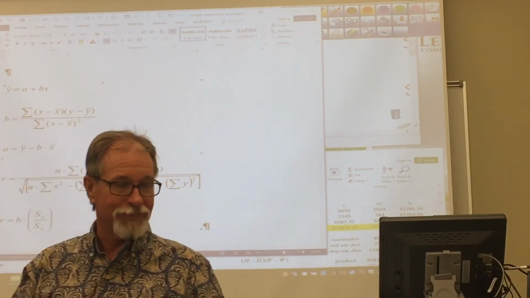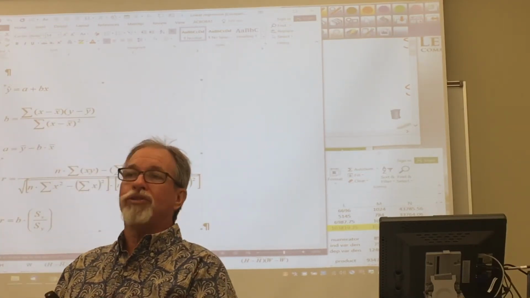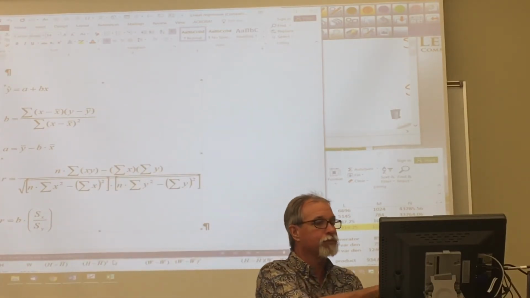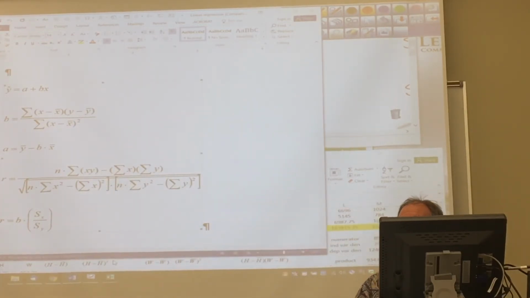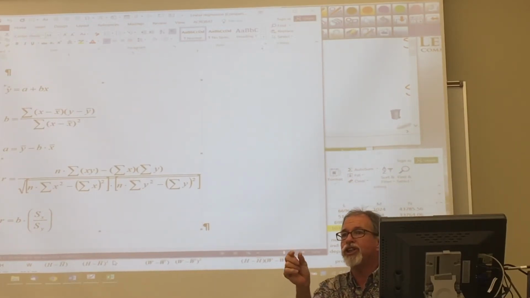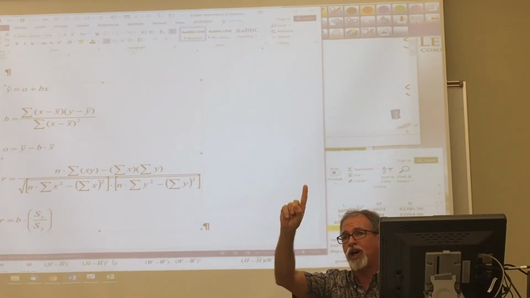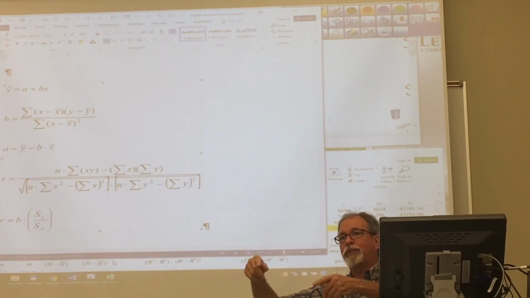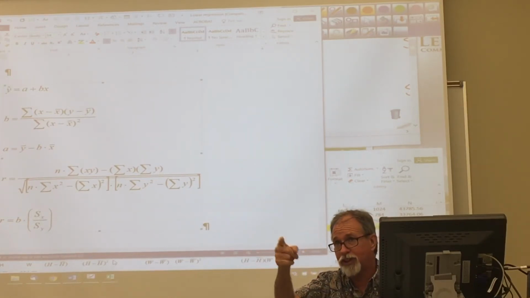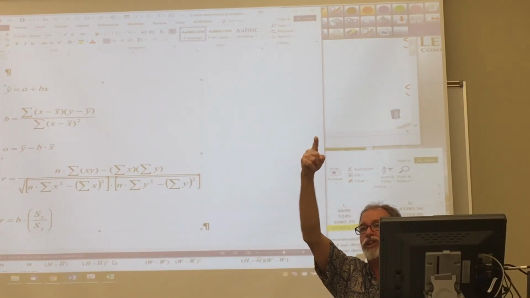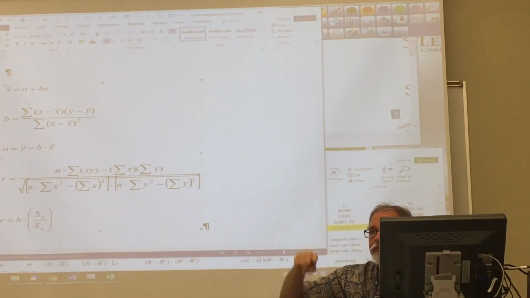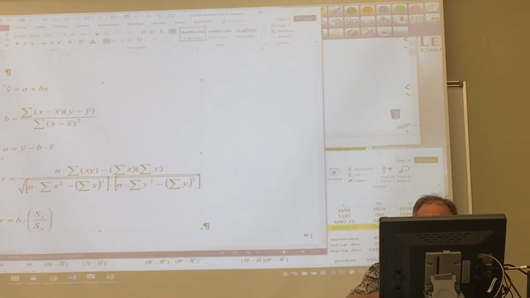The better R is closer to +1. No, it doesn't matter. If it's negative, what that means is that as your independent variable increases by one, your dependent variable goes down instead of up.